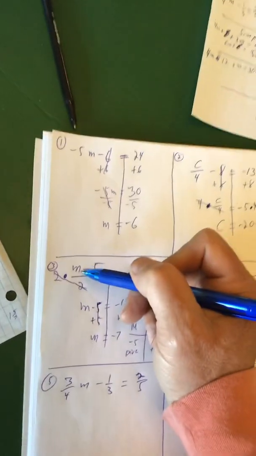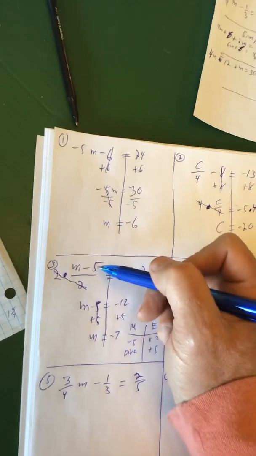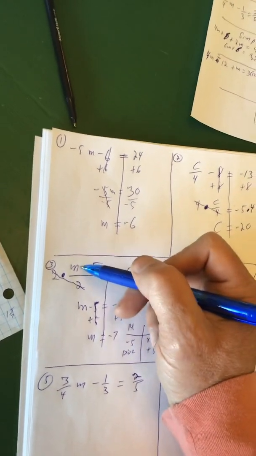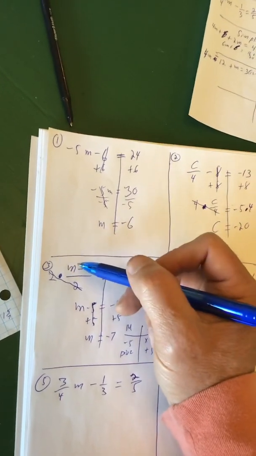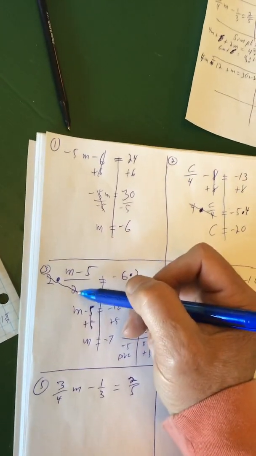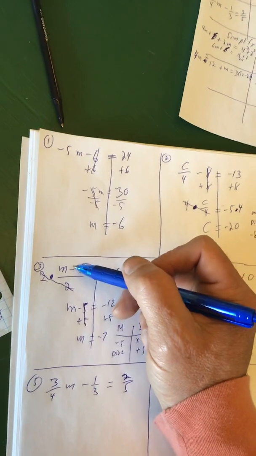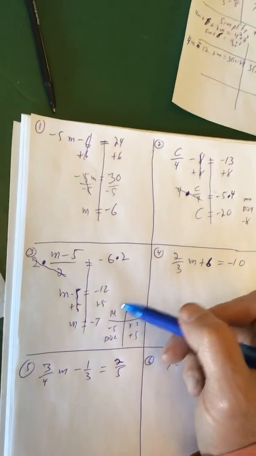I could double check. What's negative 7 minus 5? Well, if I go 7 to the left and 5 more to the left, I went 12 to the left. And then if I divide by 2, that's just half of that. What's half of negative 12? It's negative 6. So I'm right, and I know I'm right.